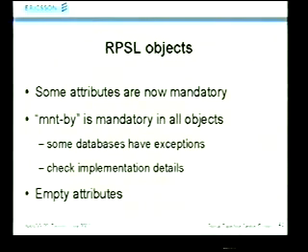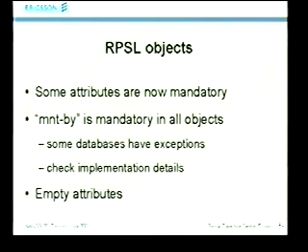RPSL objects: some attributes are now mandatory. In the previous version, RFC 1786, they were not. Now they are. Maintained by is mandatory in all objects. When you read the specification, this maintained by attribute, which, as the word describes, is about authentication, is now mandatory in all objects, but some databases have exceptions. For example, in some databases, the person object need not have maintained by. I encourage you to check for implementation details.